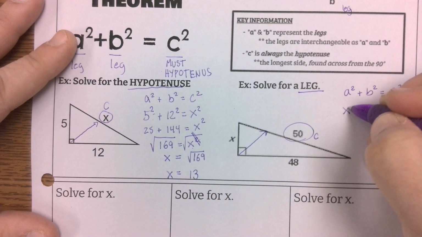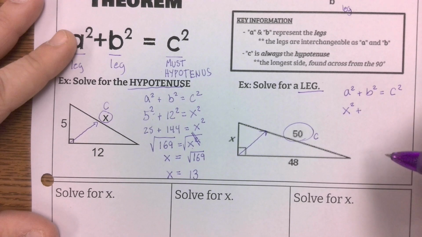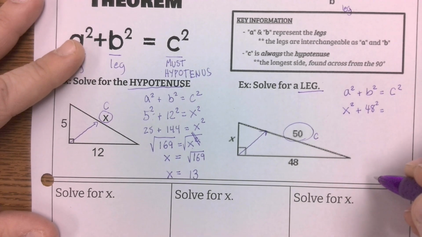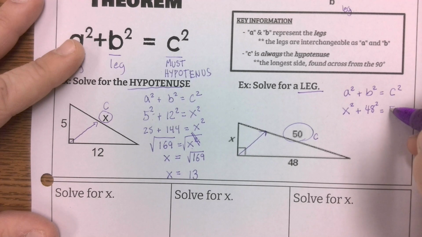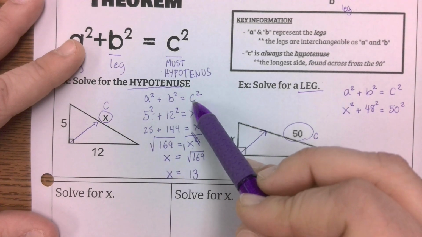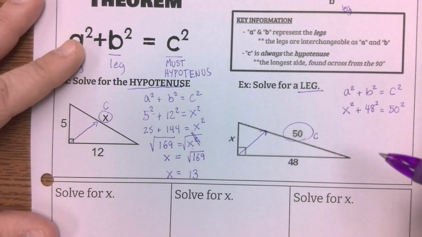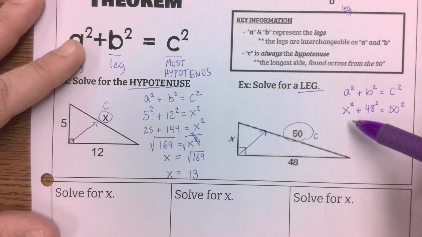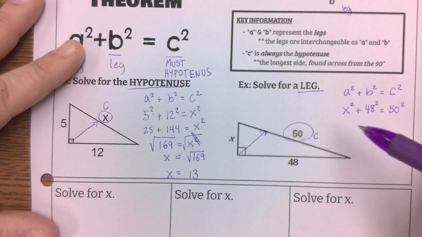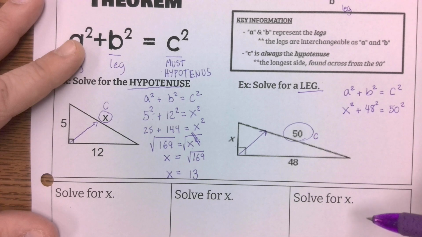So x squared plus 48 squared is equal to c squared, 50 squared, just like that, okay? So the only difference is that here, the x went in for the hypotenuse for c, but here I'm using x as a leg, and I just include it just like I would any other one. X is a leg, so it goes in for one of the legs, and I square it.